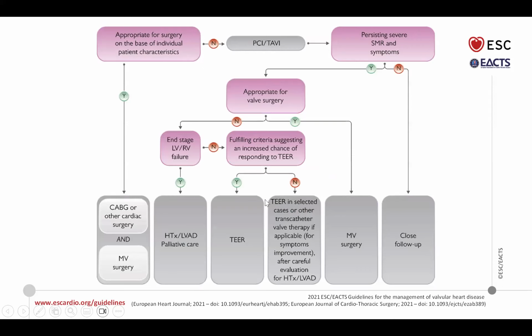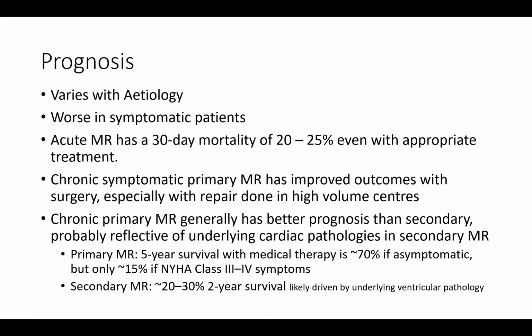This is the continuation. Okay. So all the way to either TEER, giving them CABG and mitral valve surgery together, or just close follow-up, or palliative care. So what is the prognosis of mitral regurgitation?